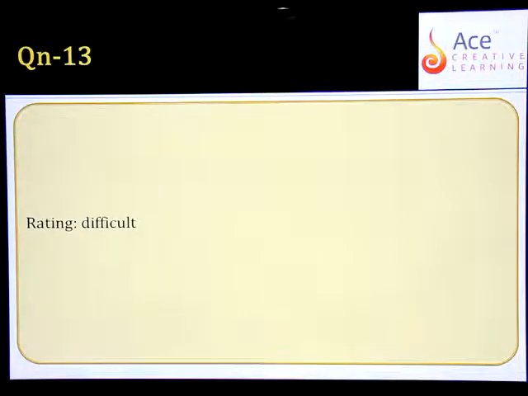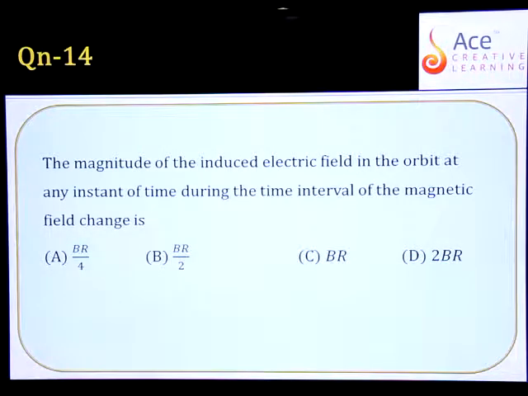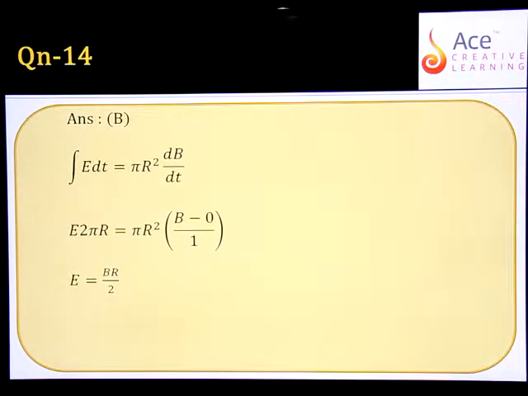It is a difficult problem. The next one though, the magnitude of the induced electric field, we just have to use the integral of E dot dl is equal to pi r square dB by dt formula, and when you do the corresponding integration, we get E is equal to Br by 2, so the correct answer is again option B. This is an easy question.